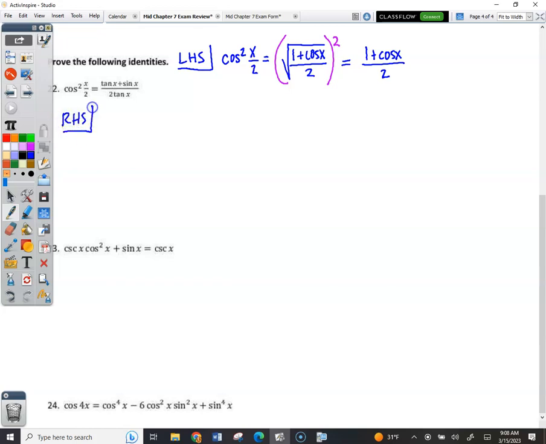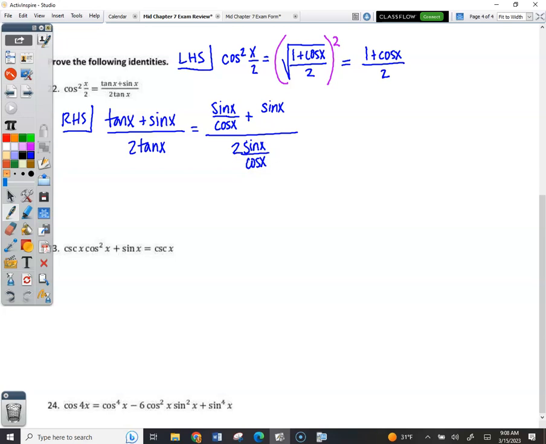When you do that, I'm not going to work the whole thing out because y'all can see my answer key. The right-hand side, tan x plus sine x over 2 tan x. I know immediately that I need to take tan and rewrite it as sine over cosine. And I need to be careful here because now I have a fraction inside of a fraction.